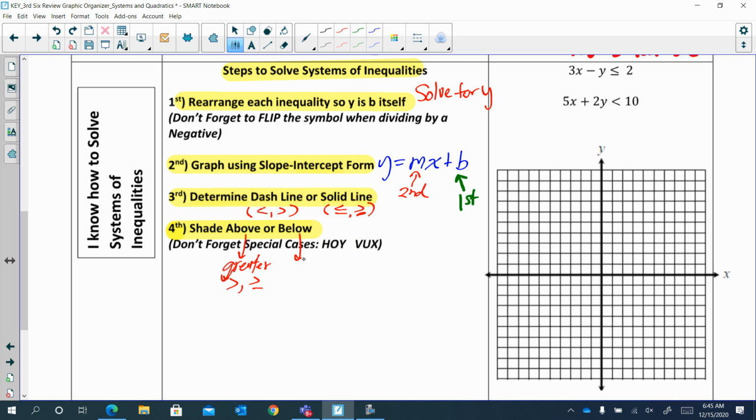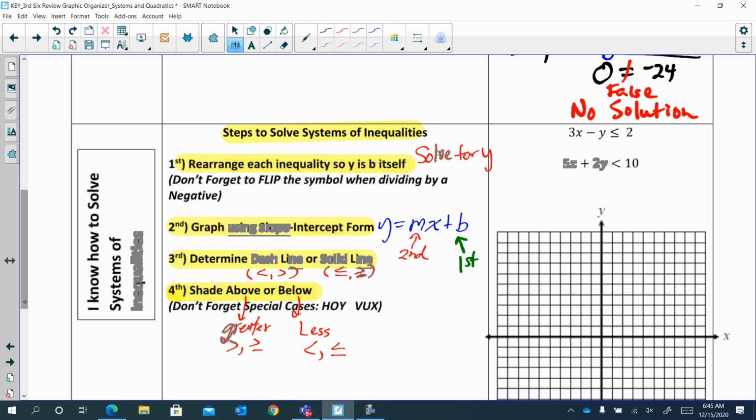Below is when we have less than. I like to think of it as the L for less than, which I can turn into this symbol right there. So less than or equal to is included too. All right, so I gave you an example here.